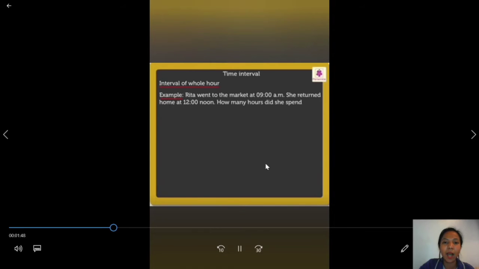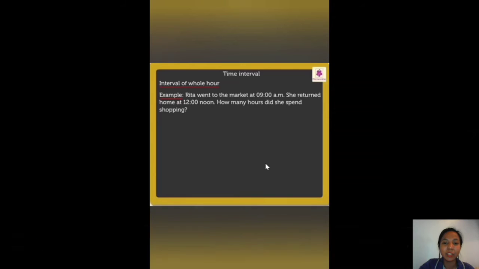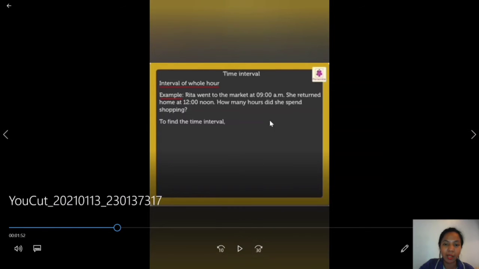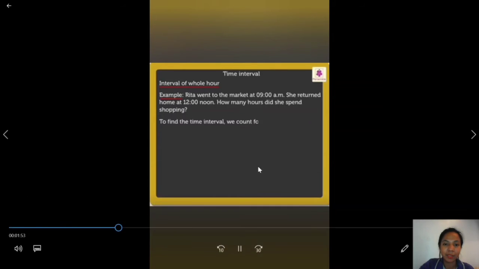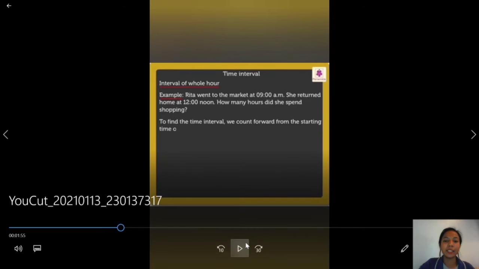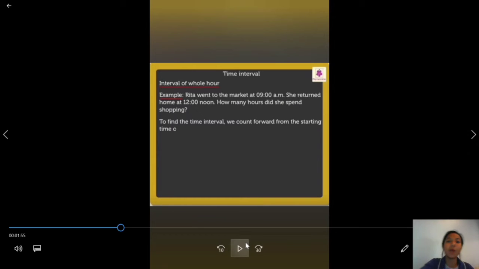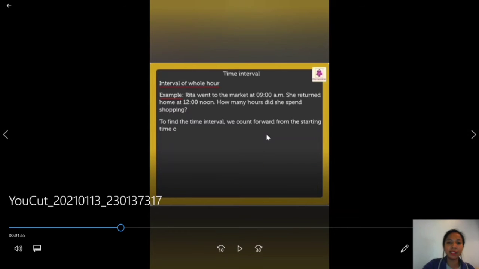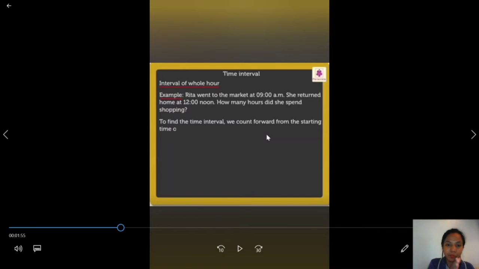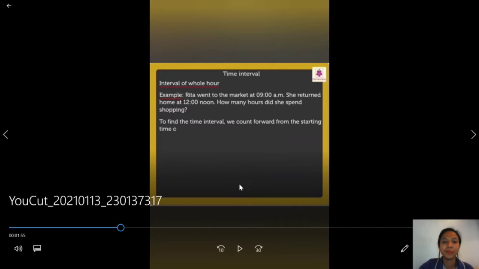So how long, or how many hours, did she spend shopping? Okay, to find the answer, we will either count forward or count backward. Forward is from the time that she started going to the market to the time that she went back home.